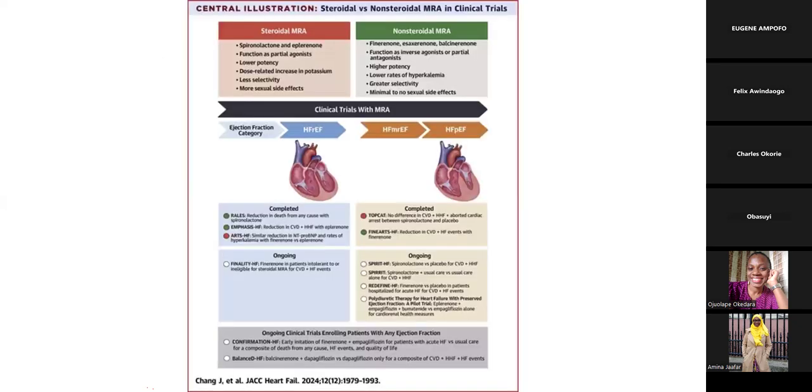So quite a number of trials have been completed, and a few are ongoing. The steroidal mineralocorticoid receptor antagonists have really been proven to be of use in heart failure with reduced ejection fraction. For now, we have RALES, EMPHASIS-HF. We also know EPHESUS has been completed, ARTS-HF has been completed. And then we also have TOPCAT, which was completed. That was a trial for heart failure with preserved ejection fraction, and we all know the history behind the TOPCAT trial. Then FINEARTS-HF was completed, I think, last year.